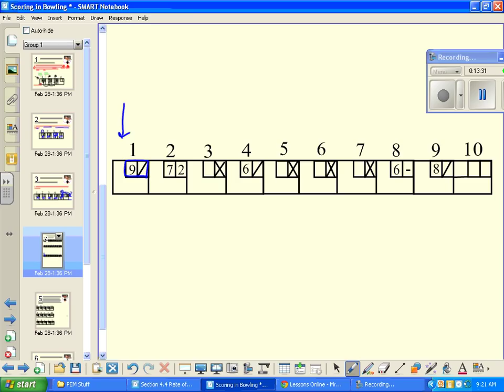So that means this is 10 plus whatever I get on my very next throw. On the very next throw, I got a 7. So this spare in the first frame is going to be worth 17 pins. Since that's the first frame, that's all I got for my total so far, so just 17.